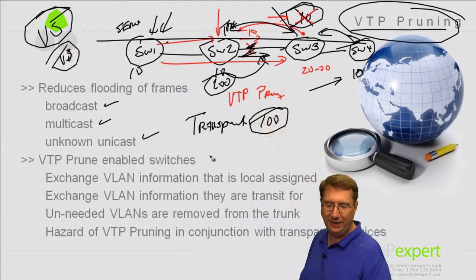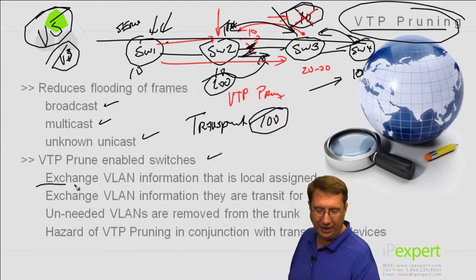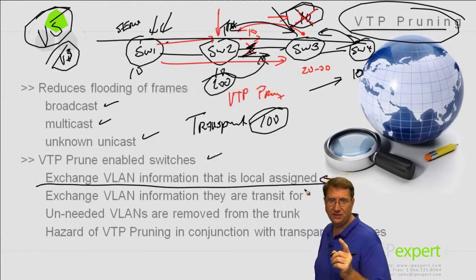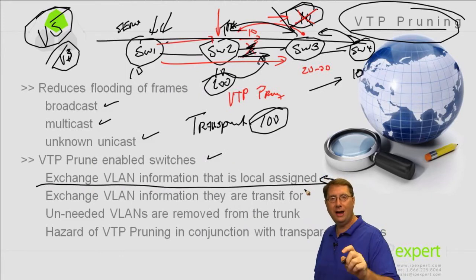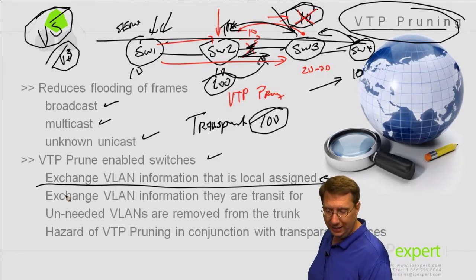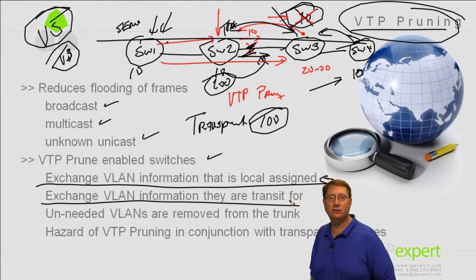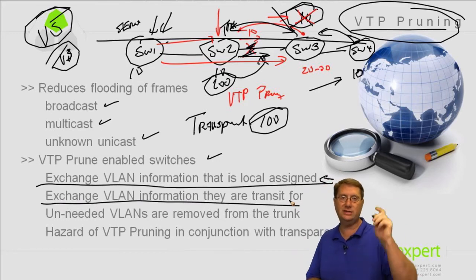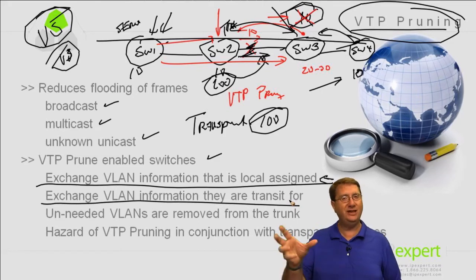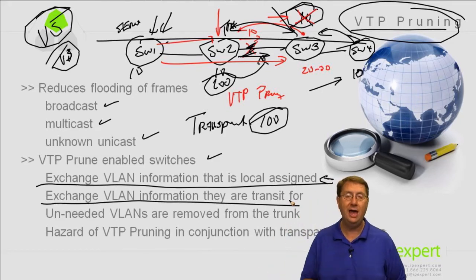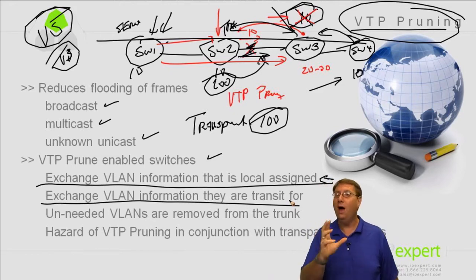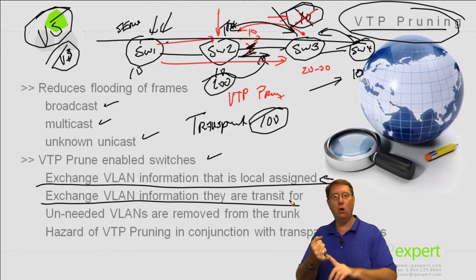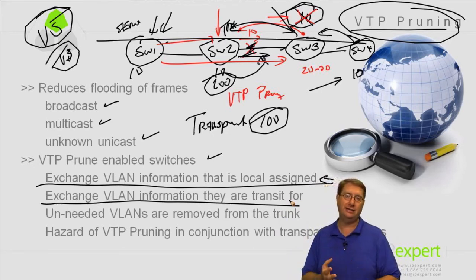So when we look at VTP enabled switches, they are going to exchange VLAN information that is locally assigned. That means if I create a VLAN on a switch, the switch is going to communicate the fact that that VLAN exists in its database locally to its neighbors. It's also going to notify its neighbors about the VLANs that it's transit for. Remember that scenario where SW4 said I want VLAN 100, but VLAN 100 has not been locally configured on SW3. SW3 is going to receive that request and realize that it needs to transport this VLAN, so it's going to send it out. So it's VLANs that are locally configured on an individual device and VLANs that are being communicated by neighbors directly attached to our switch.